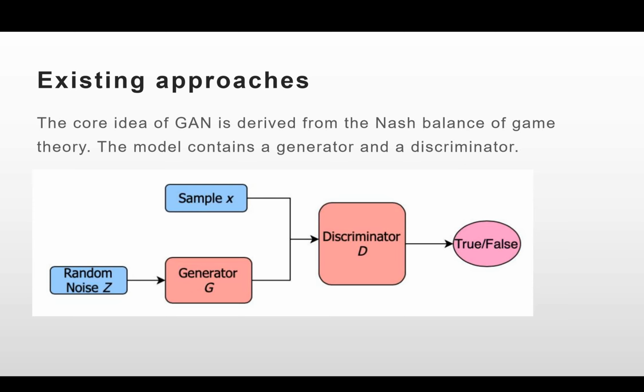The core idea of GAN is derived from the Nash equilibrium of game theory. The model contains a generator and a discriminator. The generator generates an image by receiving noise. The discriminator is a discriminant network, which determines whether a picture is true or false. The model trains the generator and the discriminator alternately. The discriminator distinguishes whether the sample comes from the true distribution or the model distribution.